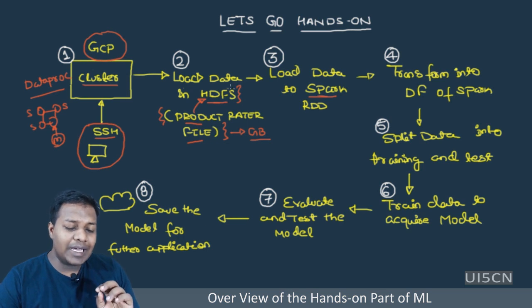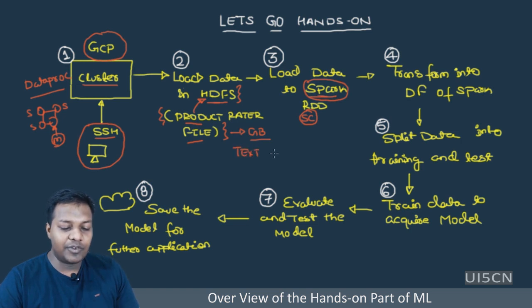Now, once we have the data in HDFS, we will load it into Spark. We will call the Spark context and load this file, which will be a text file. When this text file is loaded in the Spark context, the Spark context will then utilize the RDD to transform and load the data into an RDD. Now, once we have the RDD form, we will not be using RDD to run ALS.